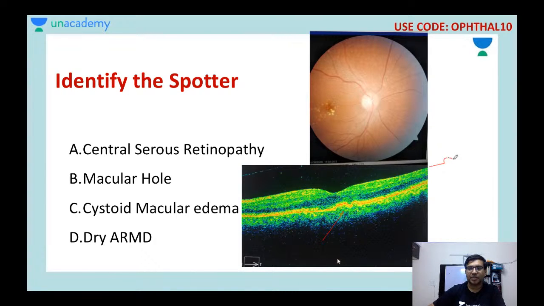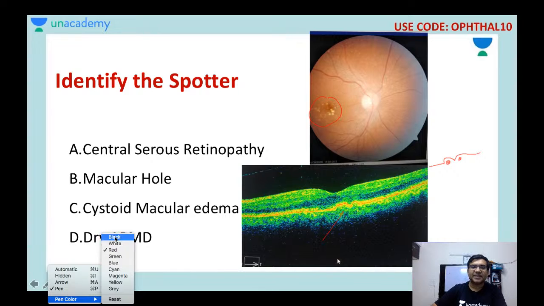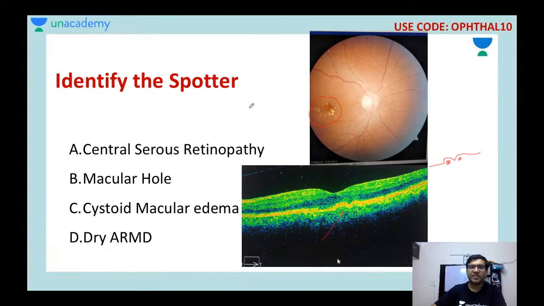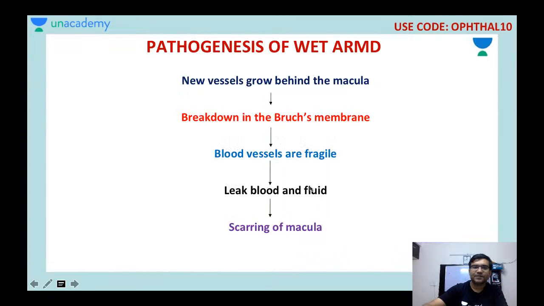If this is the retinal pigment epithelium, some deposits beneath it are basically causing the elevation of the RPE. These yellowish spots which have distinct edges are called Drusens. And remember, DR goes with DR. So Drusens are seen in patients who have dry AMD. Okay, chalo. Let's move to our next question.